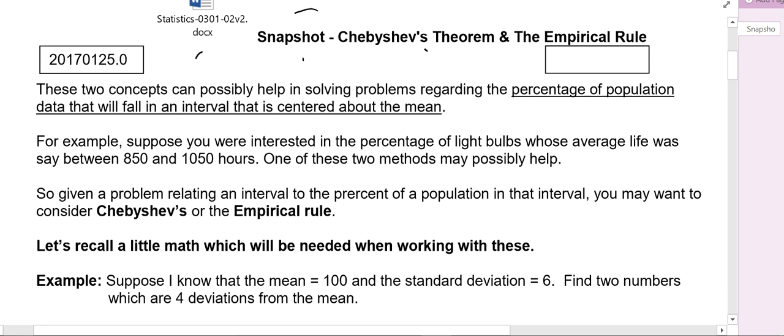So, given a problem that's relating an interval to the percent, that's a typo there. I caught it. This is unedited. It is what it is. If I make a mistake, hopefully I catch it. If I don't, please let me know. But anyway, the empirical rule and Chebyshev's theorem are associated with an interval and the percentage of the population that is in that interval.